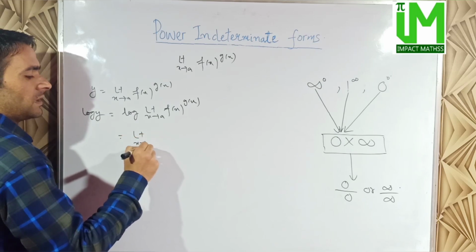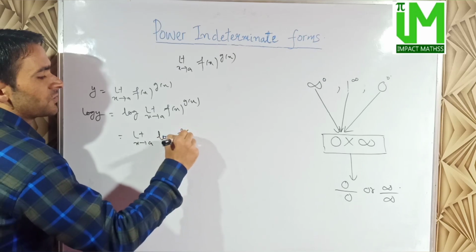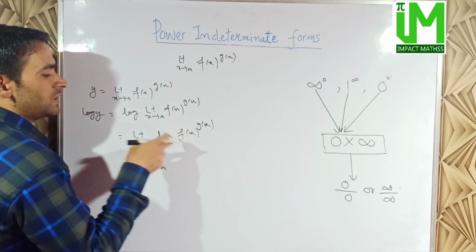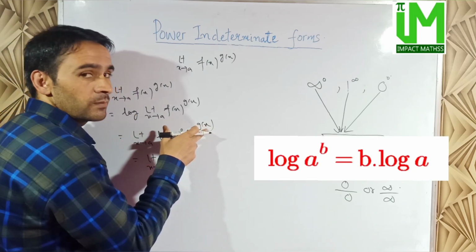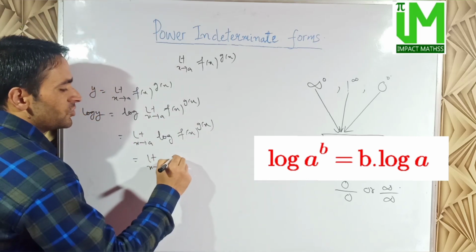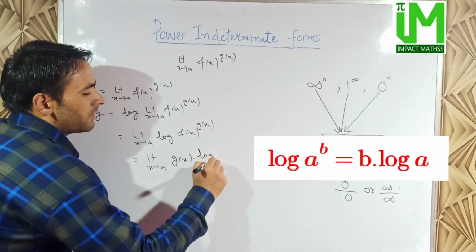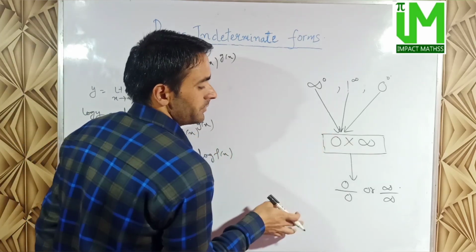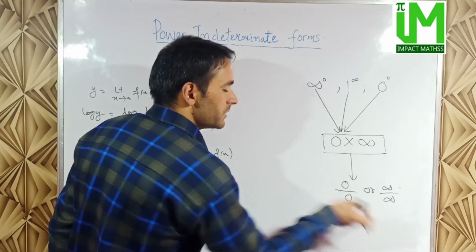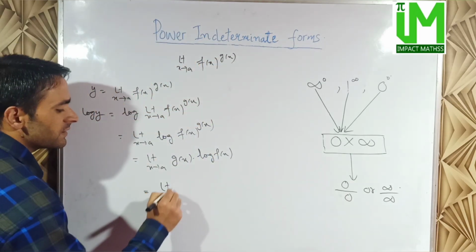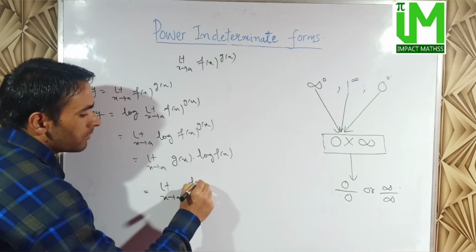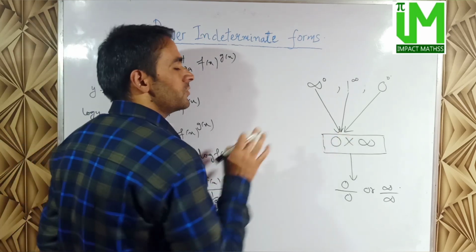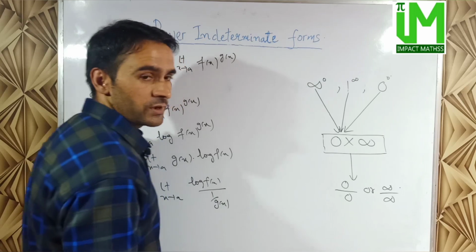So it will be limit x approaches to a log of f(x) to the power g(x), which can be again written as limit x approaches to a, since we know log of a to the power b is b log a, so this will be g(x) into log of f(x), and thus this is reduced to 0 into infinity type. अब 0 into infinity टाइप से 0 by 0 और infinity by infinity टाइप में लाने के लिए we write this as limit x approaches to a log of f(x) divided by 1 over g(x), as we also know how to convert 0 into infinity form into 0 by 0 form or infinity by infinity form.